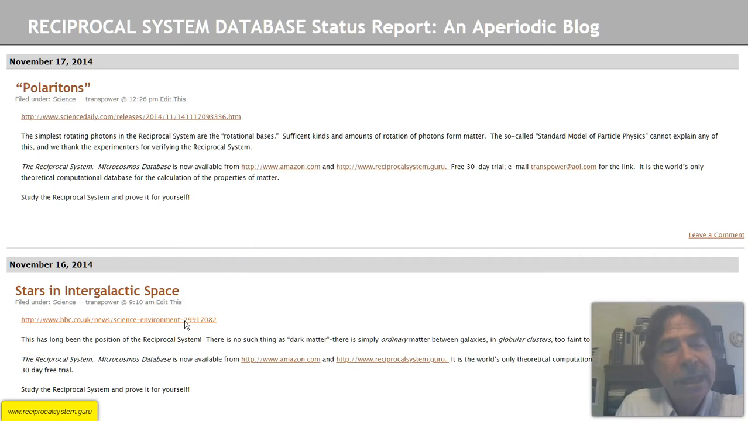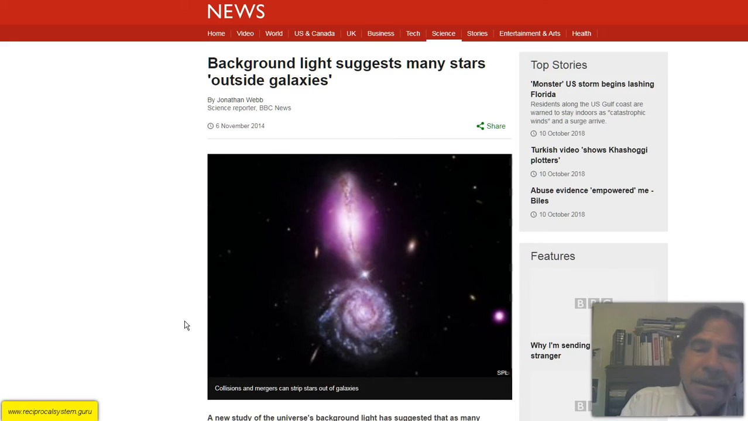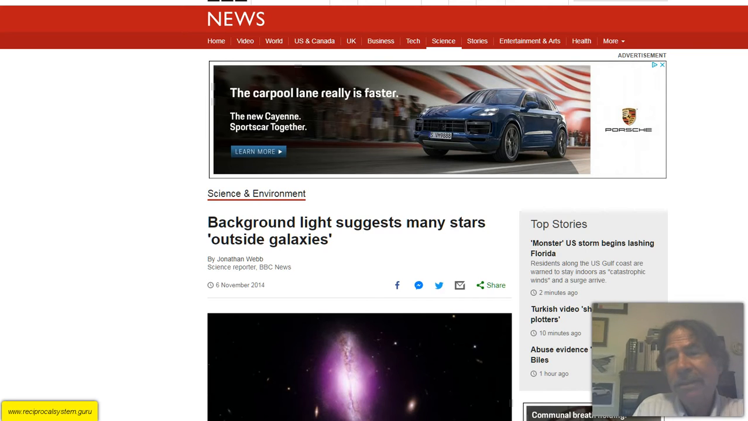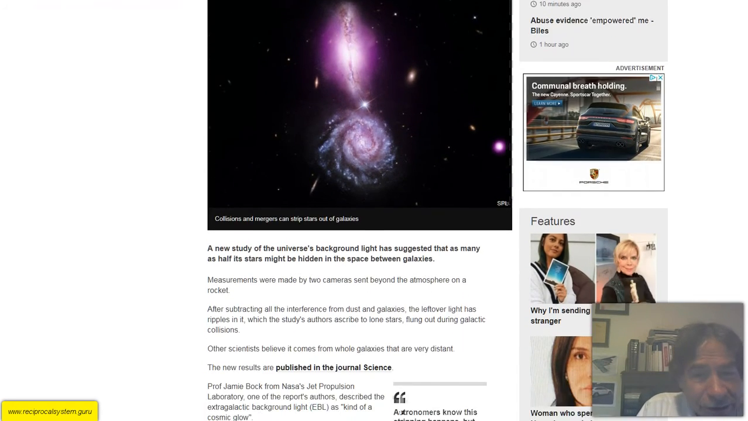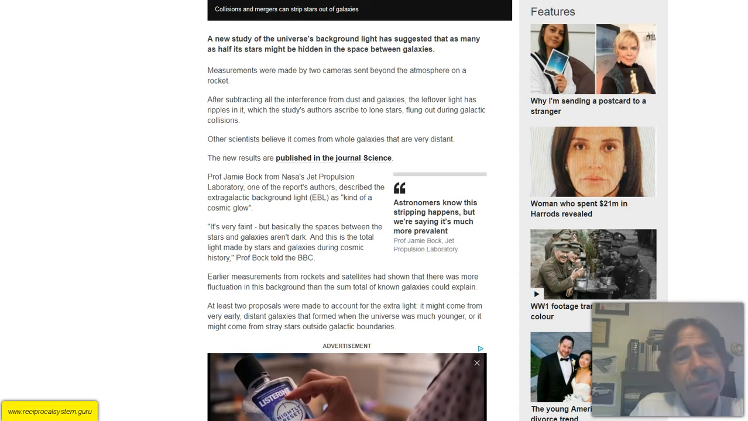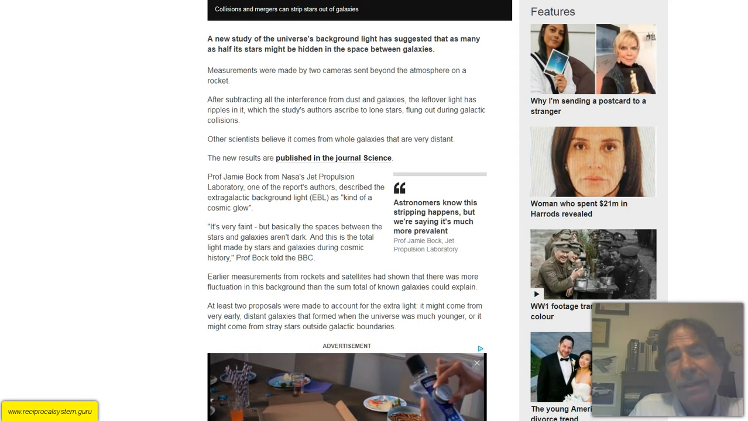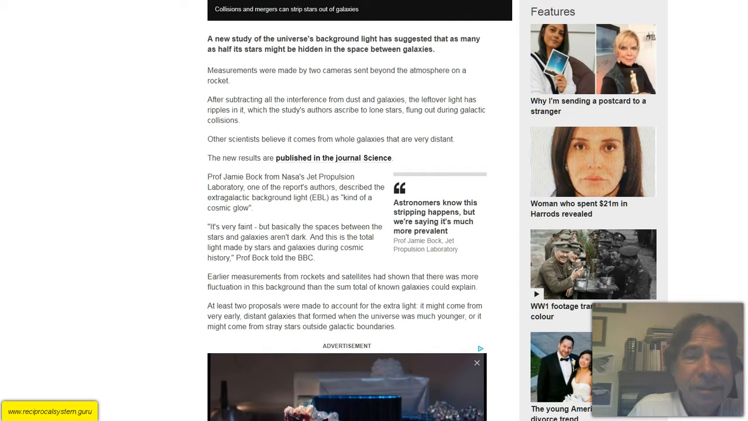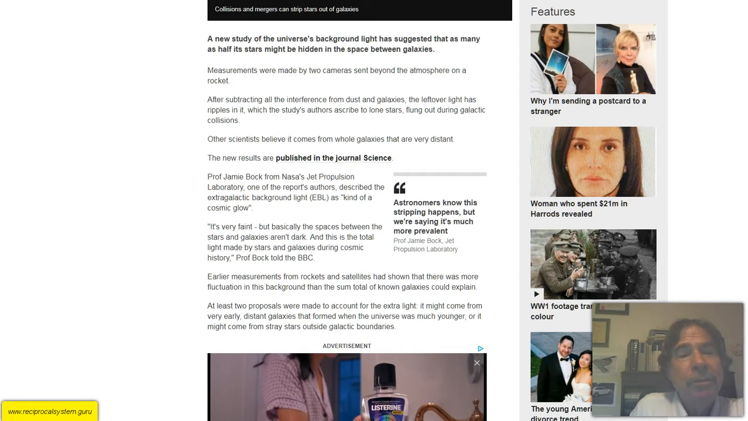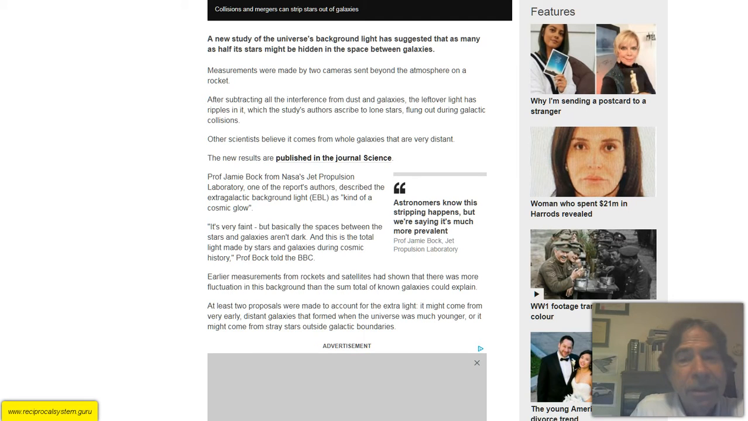Now this one comes from the United Kingdom, rather than from Science Daily. It says here, background light suggests many stars outside galaxies. Of course, that's not a shock to the reciprocal system, but it's kind of a shock to the conventional theorists out there. It says here, a new study of the universe's background light has suggested that as many as half its stars might be hidden in the space between galaxies. Wow, isn't that interesting? Measurements were made by two cameras sent beyond the atmosphere in a rocket. After subtracting all the interference from dust and galaxies, the leftover light has ripples in it, which the study's authors ascribe to lone stars falling out during galactic collisions.